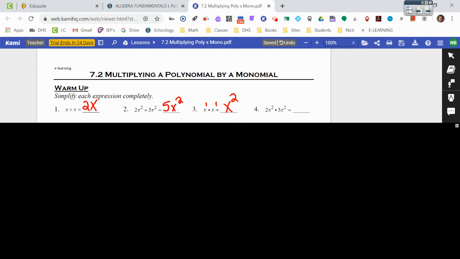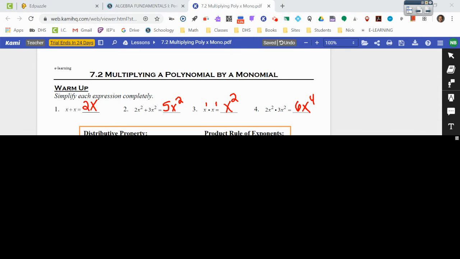In example 4, we have 2x squared times 3x squared. Here, we're going to multiply our big numbers, or our coefficients. 2 times 3 gives me 6. And again, I'm going to add my little terms, or my exponents, up. So 2 plus 2 is 4. So this problem turns into 6x to the 4th. Hopefully you got some of those. And like I said, if you did not, that's fine. We're going to talk about it some more right now.